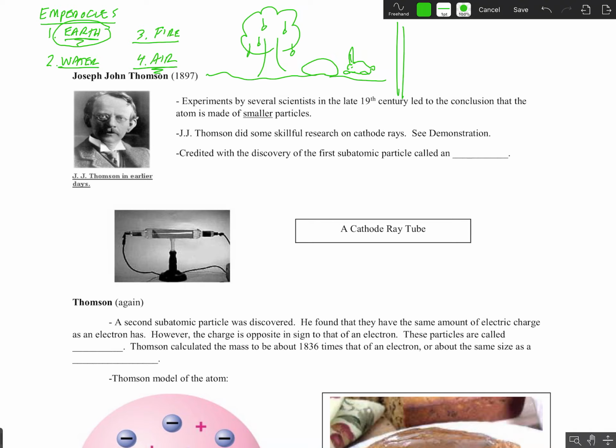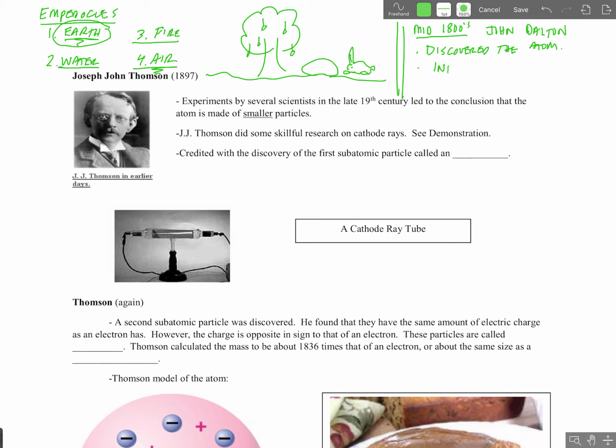Now, it wasn't until the mid-1800s that a guy named John Dalton came on the scene. And he was actually able to use the experimental work done by other individuals to prove the atomic nature of matter. So he is the individual that discovered the atom. He ended up not using his own experiments, but he was able to use the experimental work of others to prove the existence of an atom.